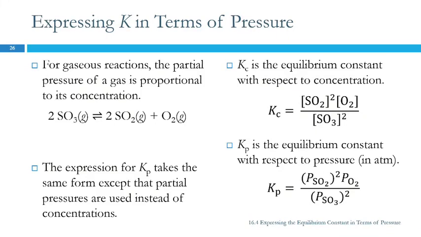We've been talking about equilibrium, and we learned how to write equilibrium constants based on the concentration. We can also use pressure instead of concentration. For a gaseous reaction, the partial pressure of each gas is proportional to its concentration.